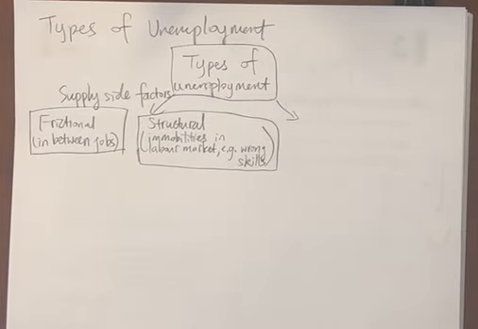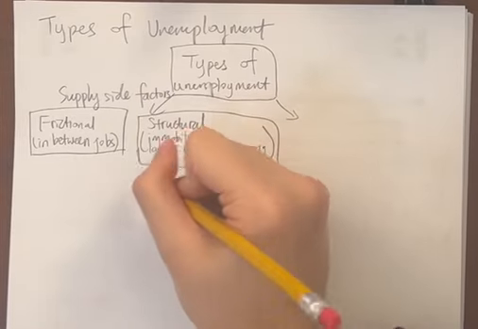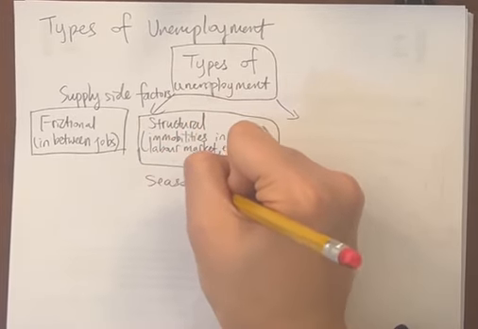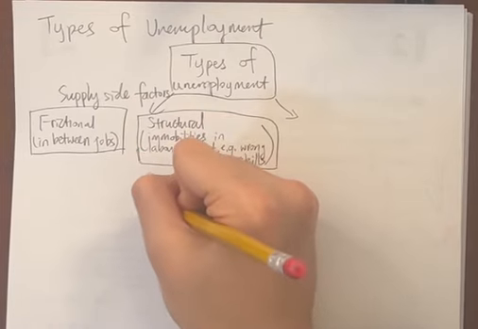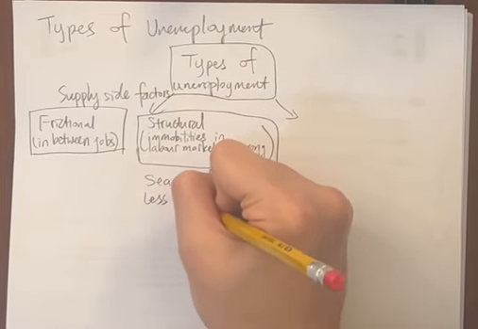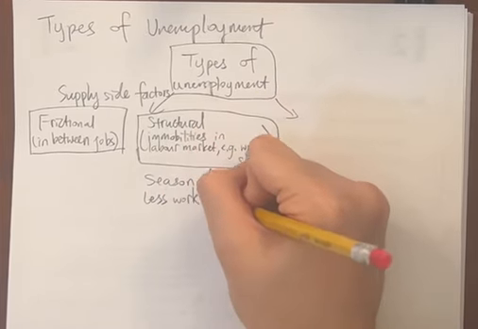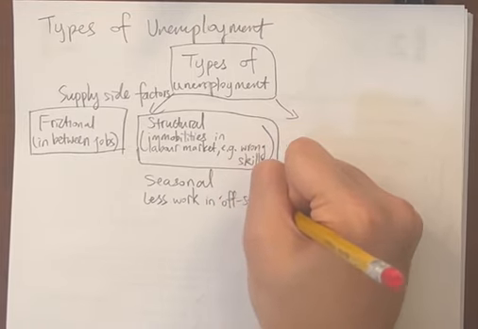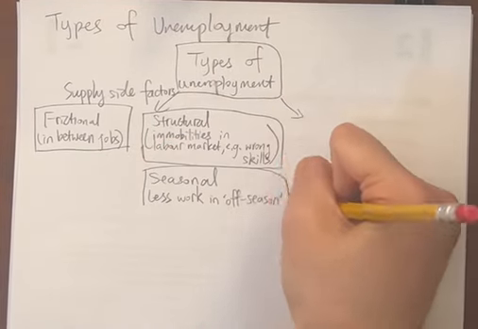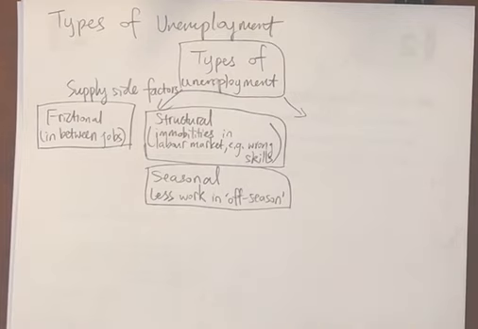Okay, and the next one is seasonal unemployment. This is just what it says, exactly what it's called: seasonal. It's off season for work. So think about it, if you're a ski teacher, and in the summer you lose your job because no one is going to ski in the summer, right? So that's a seasonal unemployment.